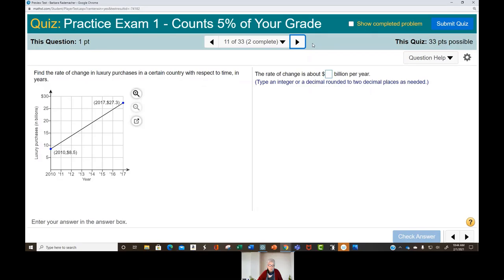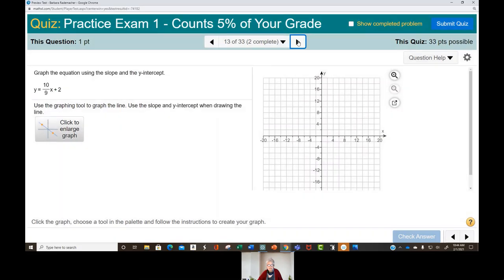I found my issues that I had on my test or practice exam. Minor graphing. I missed 13, 18, 24, and 31. Well, let's go do it. 13. I honestly don't know what. I don't remember what I did.